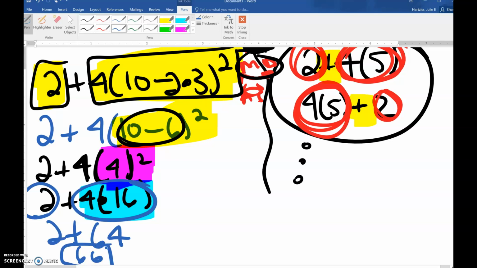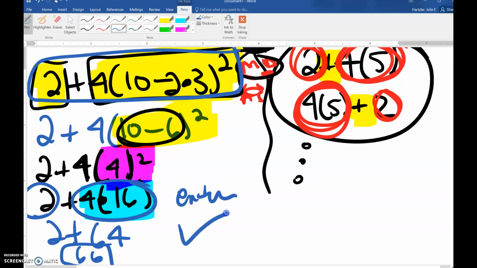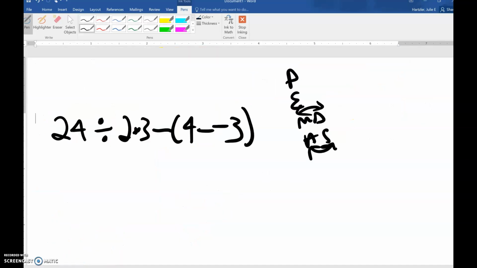Now, again, you have a calculator that does order of operations. Type all of this in your calculator and hit enter, and you check your answer. And if it's not 66, you need to find your mistake. All right, go ahead and try the second one here, and I'll go over it in just a little bit. Okay, so let's go ahead and look at this one.